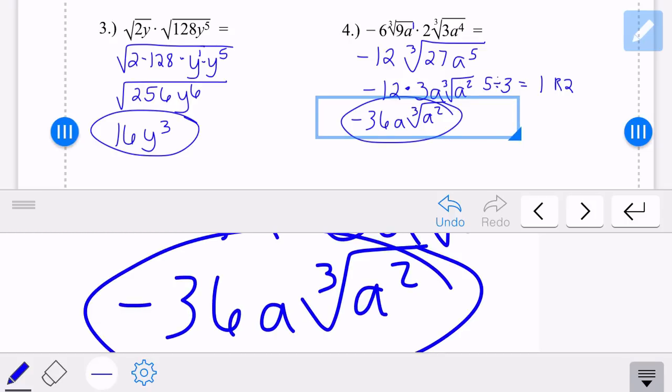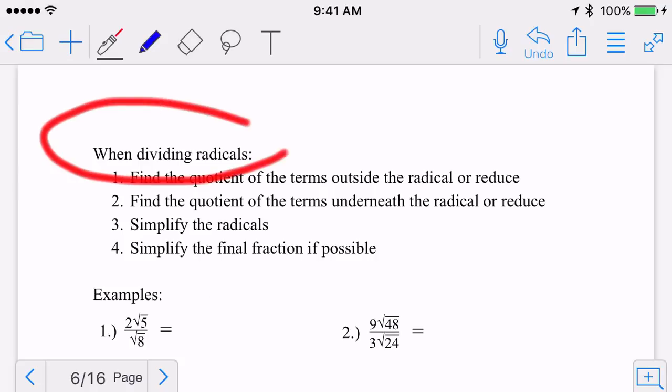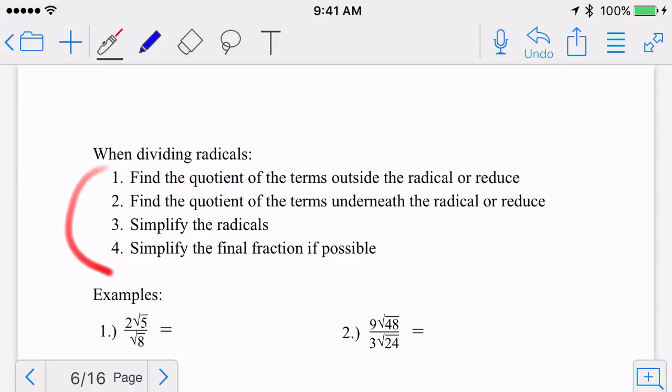All right, next page. We divide radicals this time. We're going to follow these steps. Find the quotient of the terms outside, or simplify or reduce those. Find the quotient of the terms inside if that helps us. Try to simplify the radicals. And then once you get your final fraction, simplify that if possible.